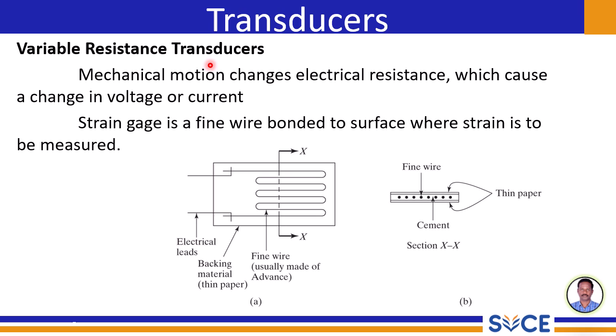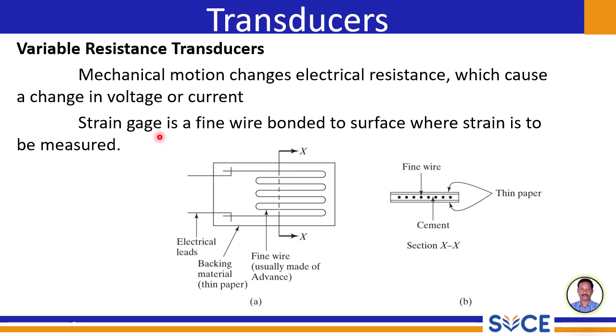First category is variable resistance transducers. The fundamental principle behind this transducer is that mechanical motion causes a change in the electrical resistance, which in turn leads to a change in voltage or current in a circuit. By measuring this change in electrical properties, we can infer the magnitude of the mechanical displacement, strain, or acceleration that caused it.